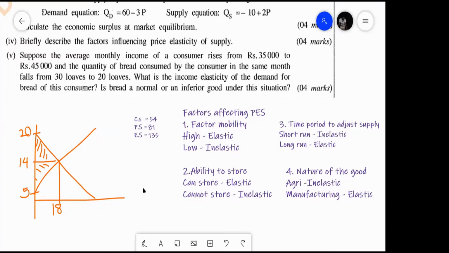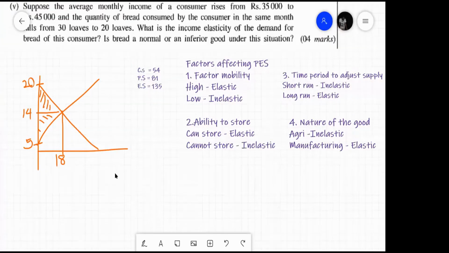Hoping that's okay. Then moving on to question 5. Suppose the average monthly income of a consumer rises from 35 to 45 and the quantity of bread consumed by the consumer in the same month falls from 30 to 20. What is the income elasticity of demand for bread for this consumer? Is bread a normal or an inferior good under this situation? Easy calculation, no? First time they're giving a YED calculation in part 2.